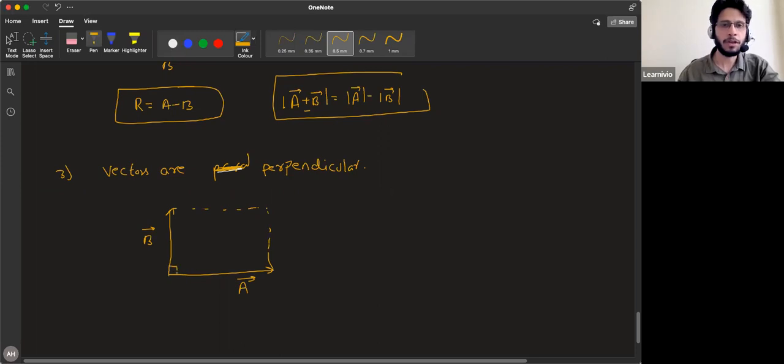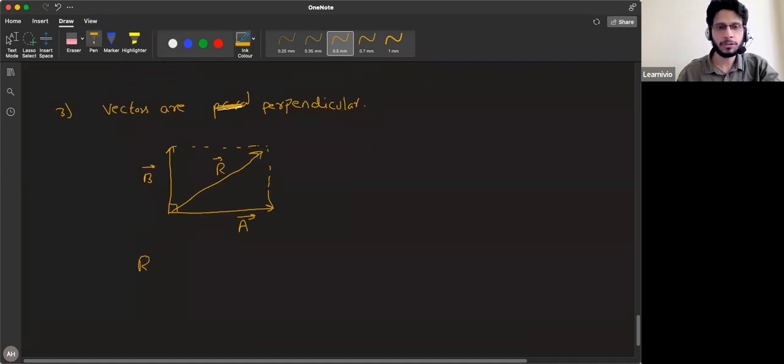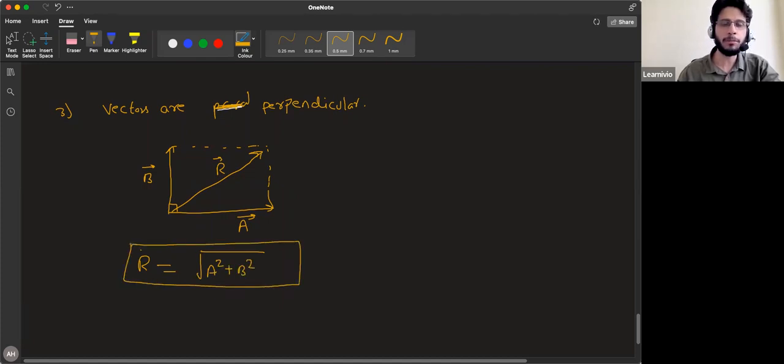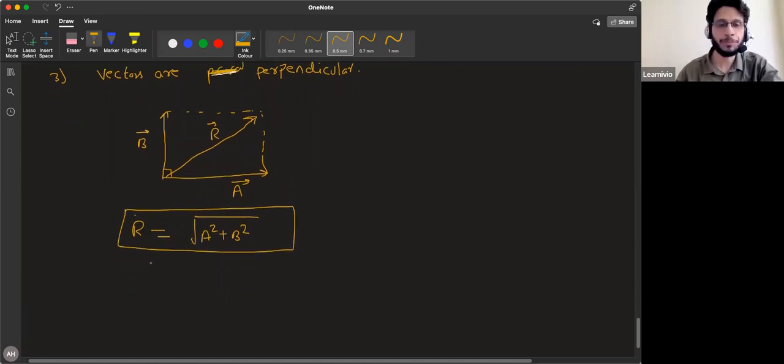So you have a vector A and a vector B and they are perpendicular. You want to calculate the resultant. So the magnitude of R here will be root over A square plus B square. I'm not deriving these results because the derivation is not required, but if you want, you can derive it. It will be A square plus B square plus 2AB cos 90. Cos 90 is 0, so it's just A square plus B square.